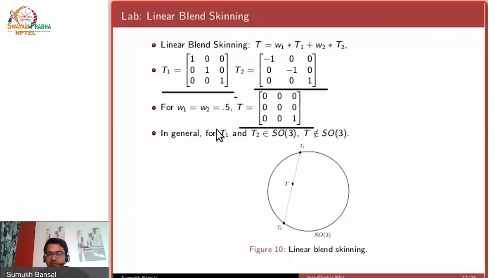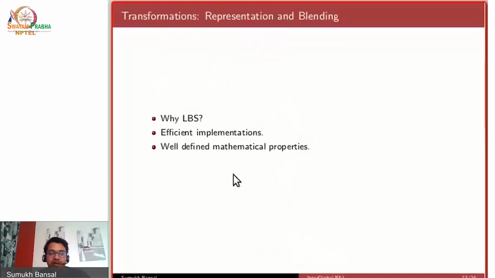Now, in general, for any two rotation transformations T1 and T2, the linear blended transformation does not belong to the space of rotation transformations. But still, LBS, linear blend skinning, is a very popular tool in shape deformation. And there are two important reasons behind this. One is the simplicity of the algorithm, due to which it's very easy to understand. And the second is its efficient implementation, which makes it suitable for real-time applications.